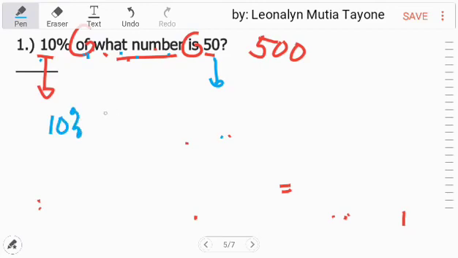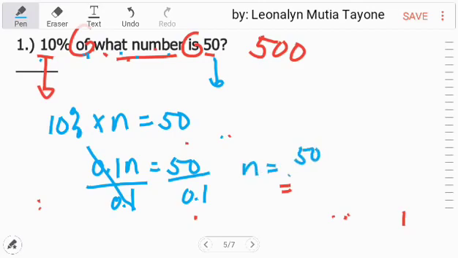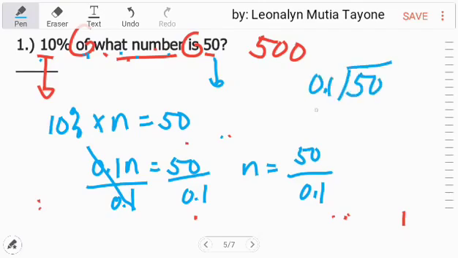10% of n equals 50, or 0.1 n equals 50. Para ma-isolate si n dyan, mag-divide tayo ng 0.1 to both sides para ma-cancel out si 0.1 dyan. Kaya naging n equals 50 over 0.1, or nag-divide ka ng 50 divided by 0.1.